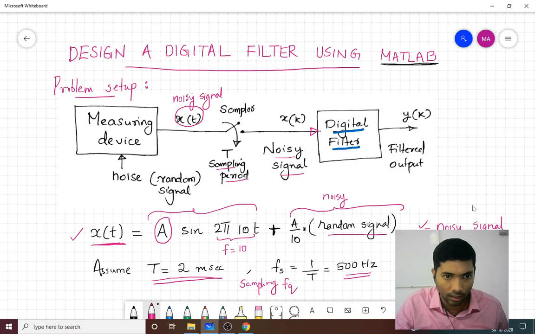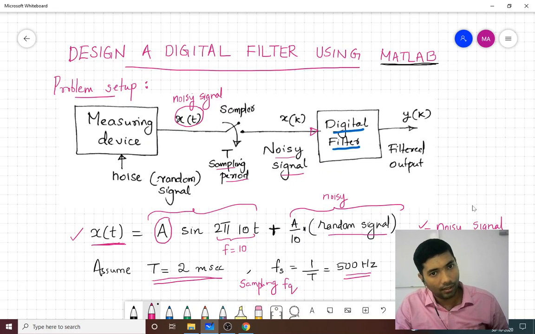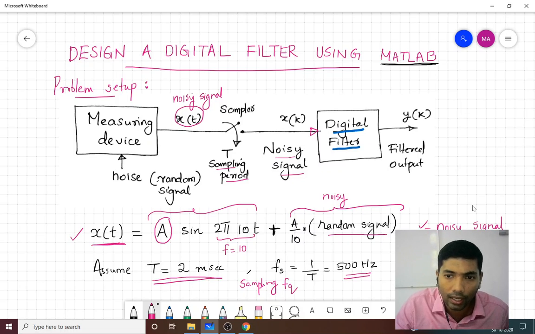So the problem is, if you are having a noisy signal, some signal, how to extract the original signal, the actual signal that you want, and how to filter out the noise from that particular signal. And so in MATLAB, what we will do is we'll first define this noisy signal. Then we'll try to plot the noisy signal.